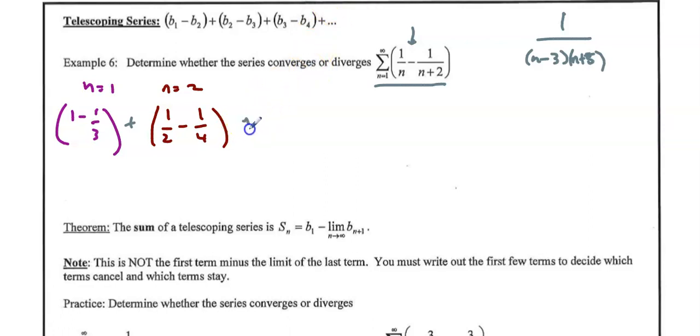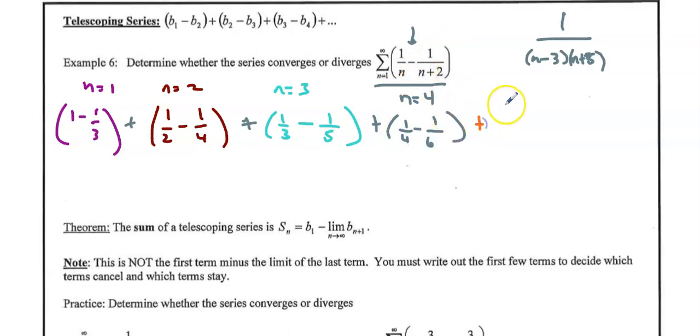For the third term, n equals 3, I'm going to do 1/3 minus, in this case, 1 over 5, 1/5. Then I'm going to keep going with this, doing 2 more sets. So n equals 4, I'm going to get 1/4 minus 1/6. And then finally, our last one is n equals 5, and that's going to be 1/5 minus 1 over 7, and then dot, dot, dot.